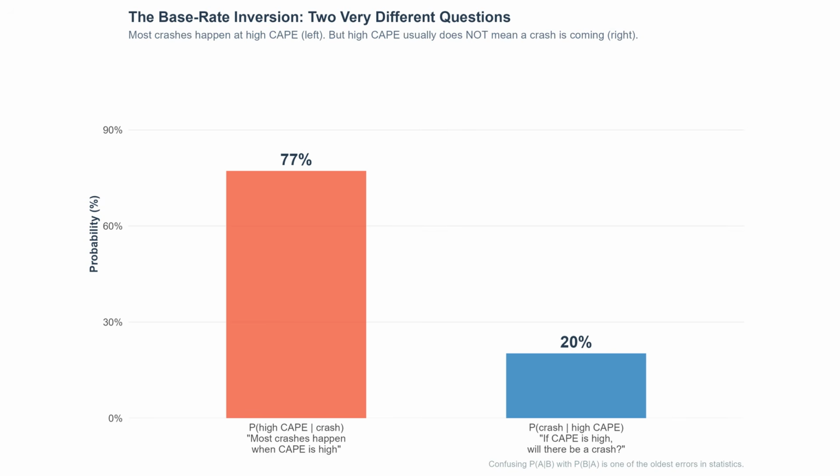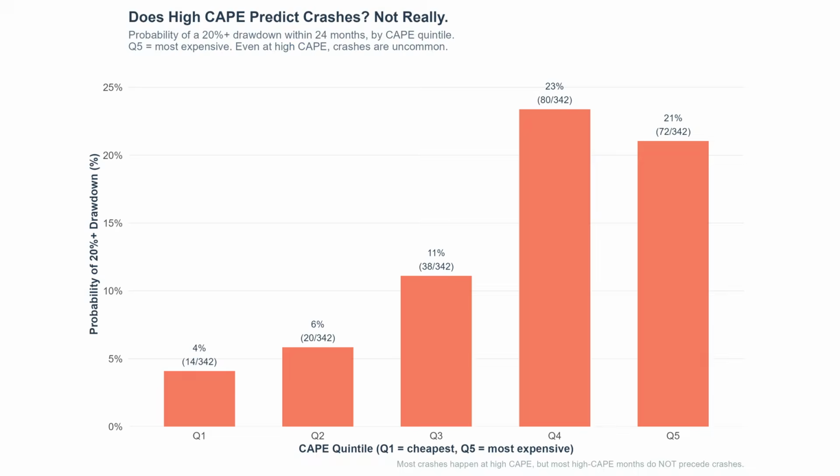The question you must ask to manage your money is, if valuations are high today, what is the mathematical probability of a crash happening soon? And what is the actual math on that? When the researchers ran the numbers, what did they find? If you are currently in the most expensive quintile of historical valuations, the absolute top 20% of the CAPE ratio, the probability of a 20% market drawdown happening within the next 24 months is only about 20%.